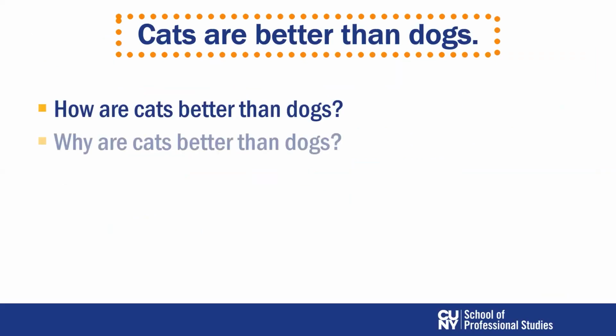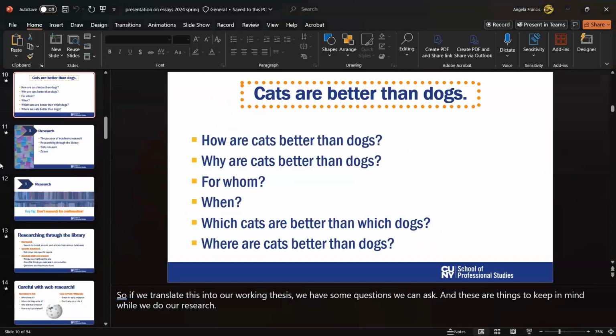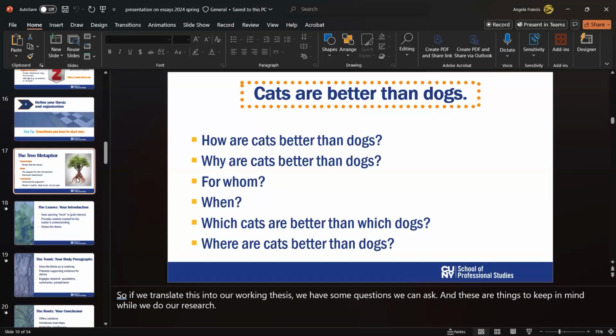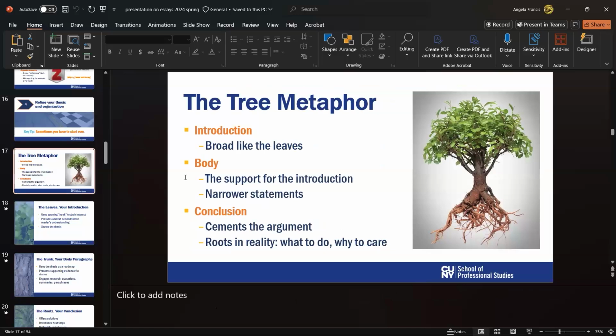But essentially, what you want to do is you want to be able to say, I'm starting out broad. In the body of your essay, you're supporting your introduction with narrower statements. That's where your evidence is. And then the conclusion is when you get back out to being big.